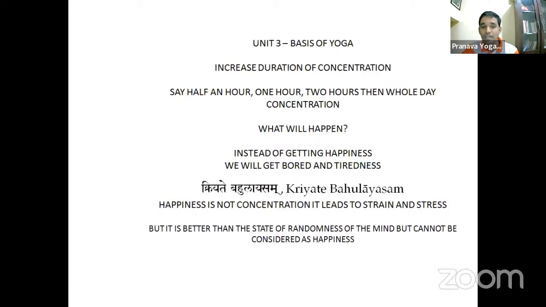Say, for example, half an hour, one hour, two hours, then whole-day concentration. Increase that movie, which is three hours, to six hours. What will happen? Will the same concentration give you the same happiness? Instead of getting happy, we will get bored and tired. Kriyate bahulayasam yadraja samudahritam. That is rajasika guna. So it will increase, that will make you tired. Happiness is not concentration. Concentration leads to strain and stress. But it is better than the state of randomness of the mind, though it cannot be considered as happiness.